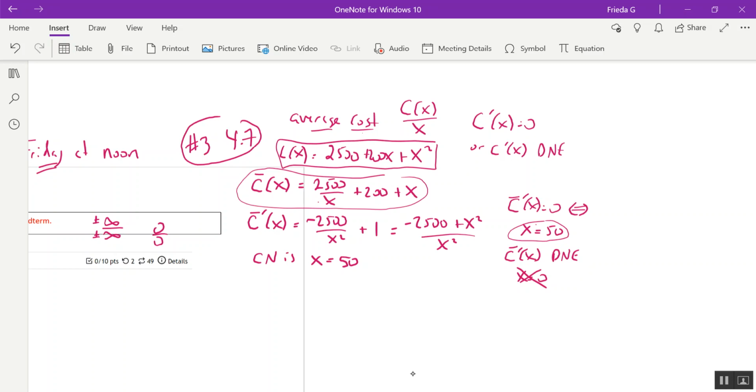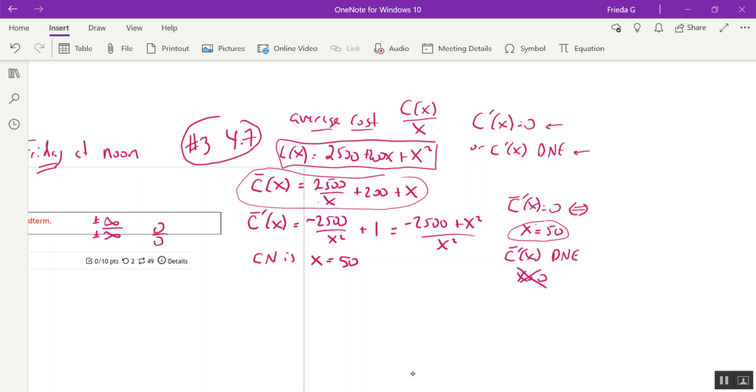And then to find the production level that minimizes average cost, we take the derivative and find the critical numbers. So we're going to set C prime of x equal to 0, or C prime of x doesn't exist. Now I went ahead and found the derivative and then wrote it as a single fraction without negative exponents. So a fraction is 0 when the numerator is 0, and that's when x is 50. We don't take negative 50 because negative production cost doesn't make sense in this case. And then the denominator is 0.